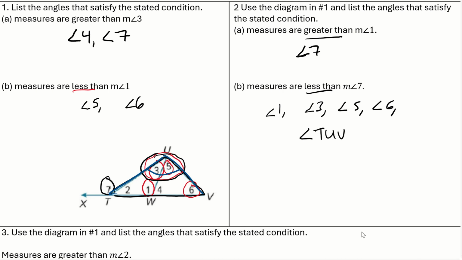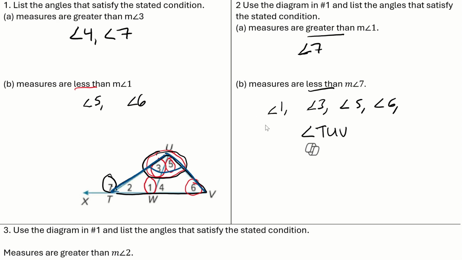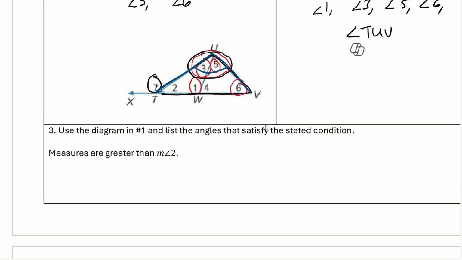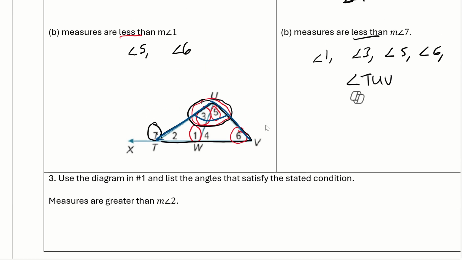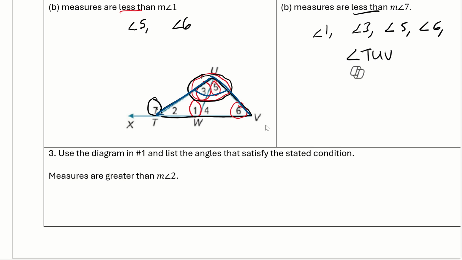TUV. And there you go, that's my answer to number 2. All right, so let's look at number 3. Use the diagram in number 1 and list the angles that satisfy the stated conditions. Okay, so angles that are greater than angle 2. We're going to use this picture one more time.